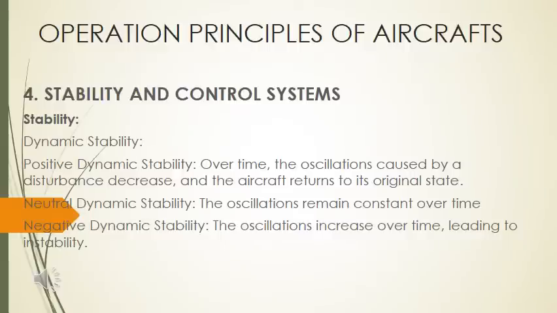Next is the dynamic stability. As with static, we also have three types of dynamic stability: the positive, the neutral, and the negative. Positive dynamic stability: over time, the oscillations caused by a disturbance decrease and the aircraft returns to its original state. Neutral: the oscillations remain constant over time. And negative: the oscillations increase over time, leading to instability. Similar to what I just said for the static.